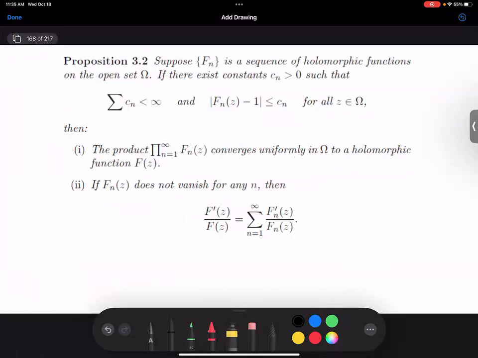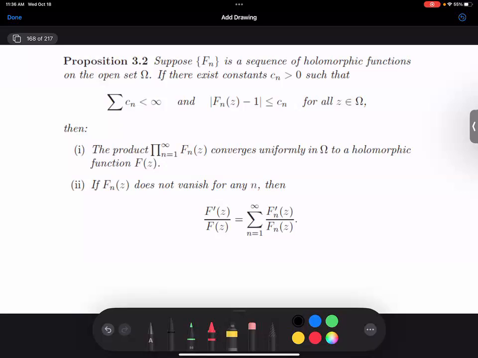Okay. So I'm not going to go through this theorem from the book. It basically just says if you have a sequence of holomorphic functions in an open set omega, and we have some control about how close they're getting to 1, then their product is going to converge uniformly to a holomorphic function. And we actually have a nice logarithmic derivative of the product. So, again, something like this should not be surprising. The condition on the C's, which is how close Fn of z is from 1, is the sum of the Cn's has to be less than infinity.